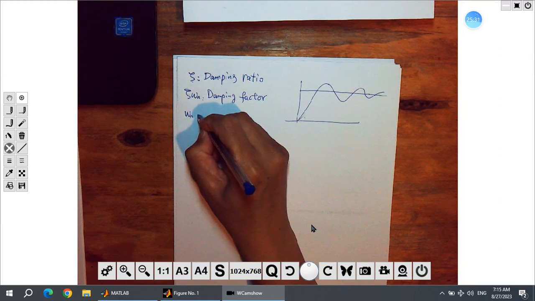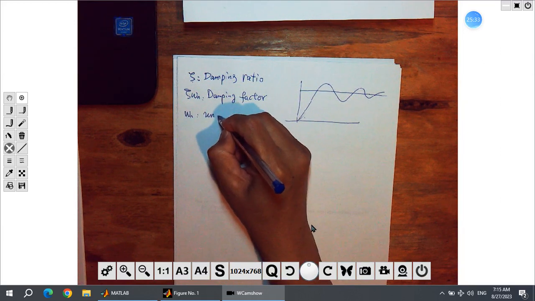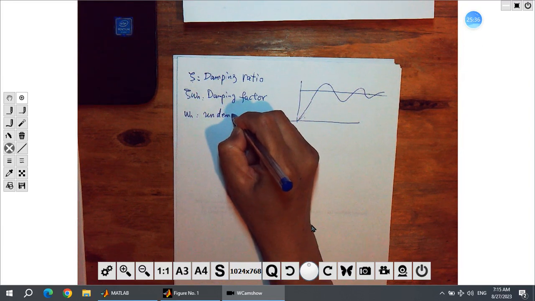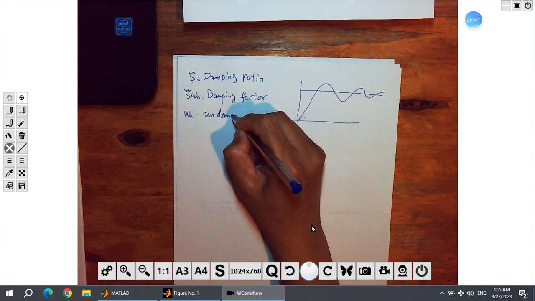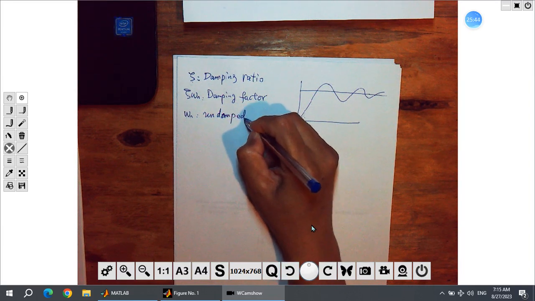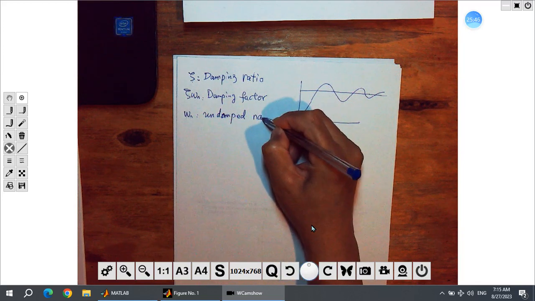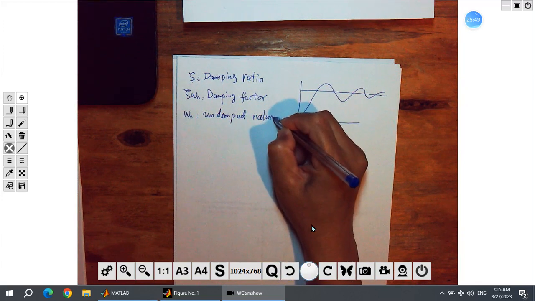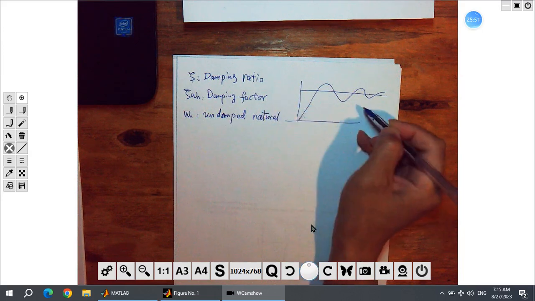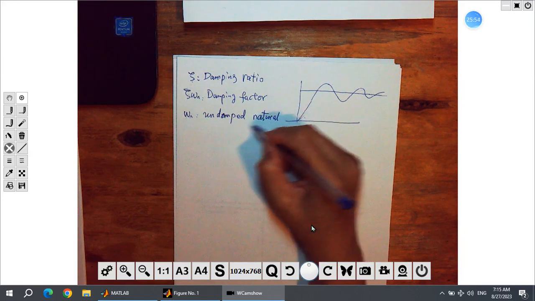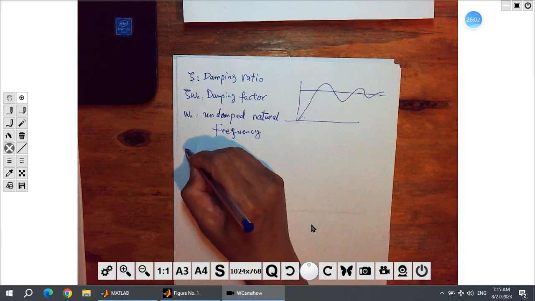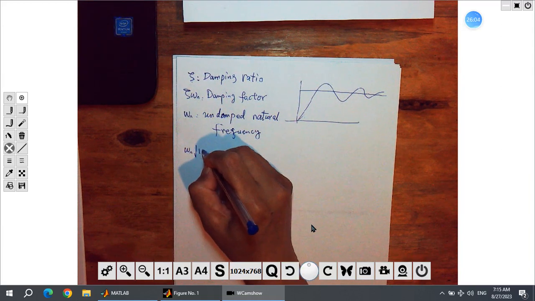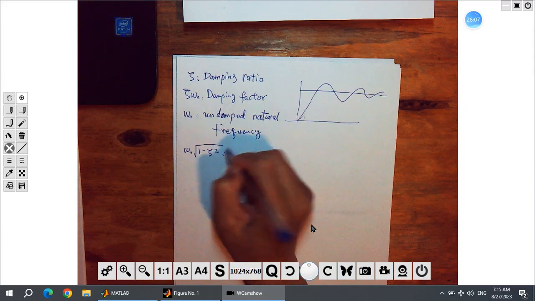And then omega n, we call this a frequency. It's the undamped natural frequency. Yeah, natural frequency. It looks like not really a frequency, but we call it natural frequency. Undamped. And then omega n times the square root of 1 minus zeta squared is the real frequency in the solution.